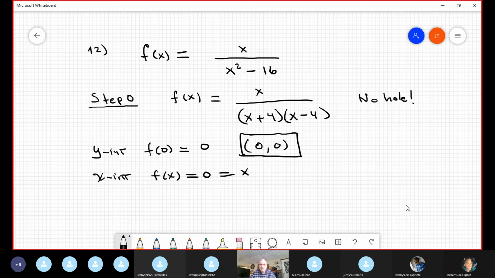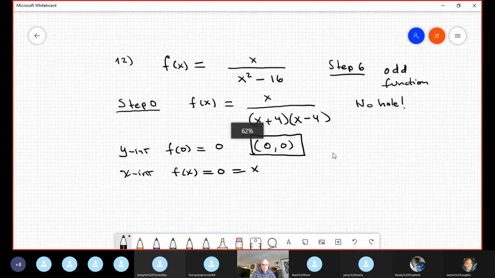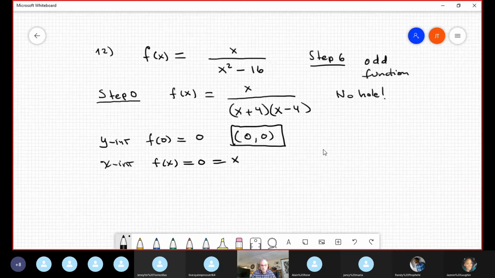By the way, what is step 6, no? We discovered it's an odd function. Yes or no? We did that. Okay, what is the step? This is step 1. I put 0 to emphasize the first thing. Step 2 is the intercept.